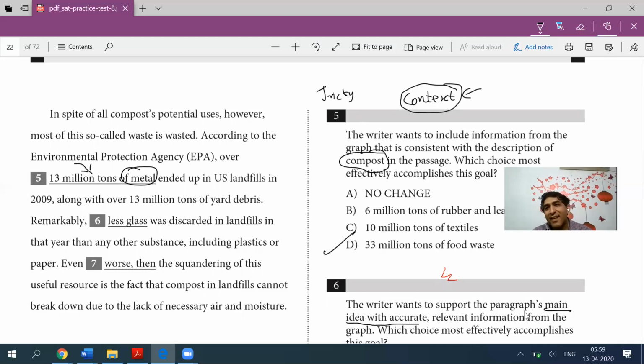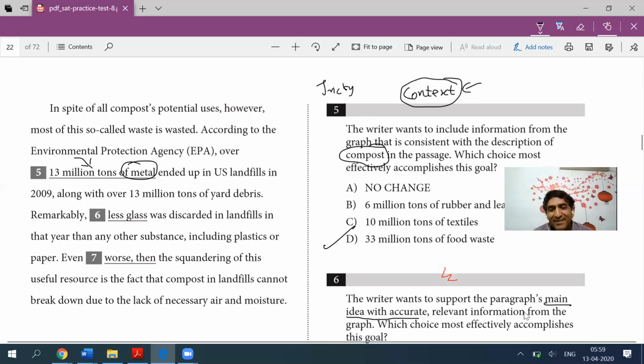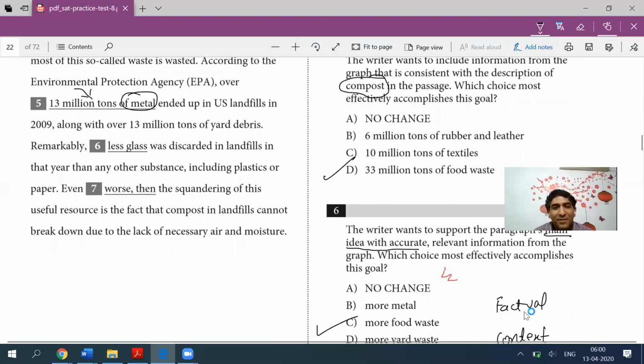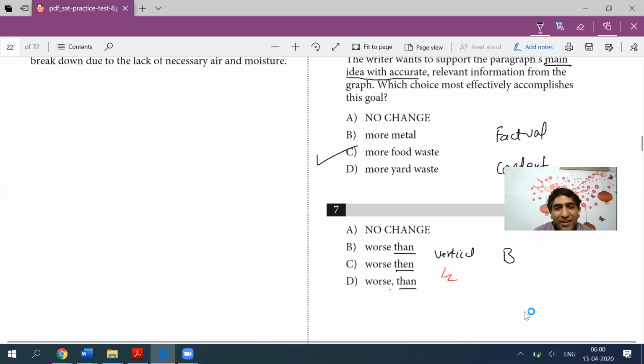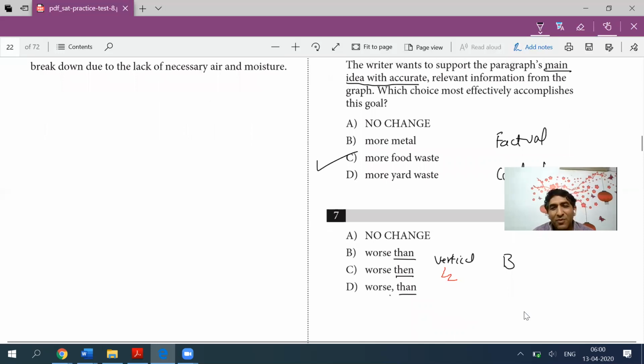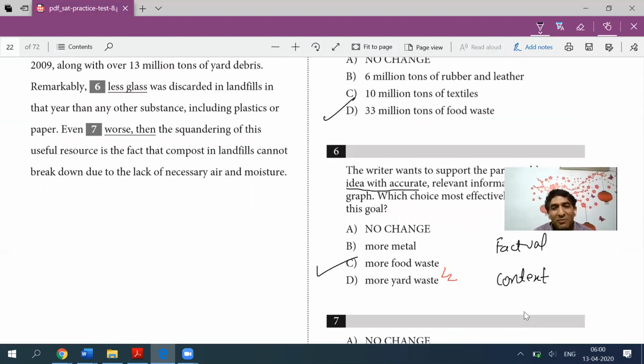In the SAT grammar test or writing test, you've got varieties of questions. A few of them are aimed at testing your knowledge of grammar. A few of them are aimed at testing your knowledge of context. So you have to focus on both things. And that's important. The writer wants to support the paragraph's main idea. So again, this was context and we have to read it, it was factual information. It's more like a reading comprehension question.